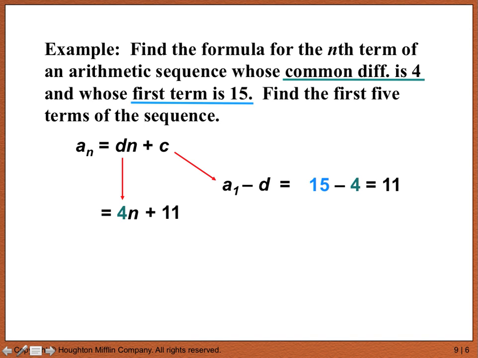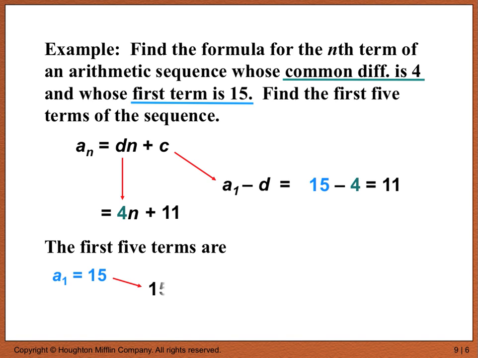Now, finding the first 5 terms of the sequence is really just a matter of plugging in numbers 1, 2, 3, 4, 5 for n. And the first 5 terms are a1 equals 15, right? So I get 15, and then I know the common difference is 4, so I can just keep adding 4, or I can simply plug in different values of n into the formula for a sub n, and I will get these same 5 answers, these same 5 terms. Alright, so once you have the formula, finding terms is easy.